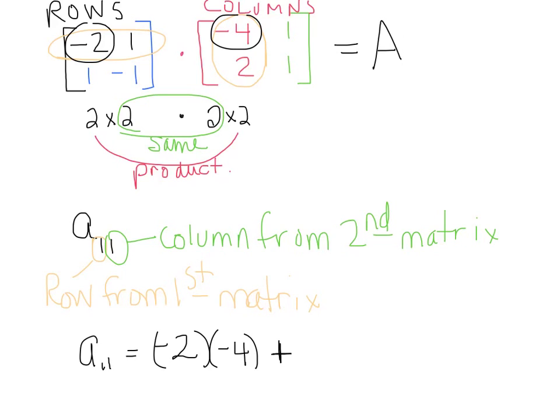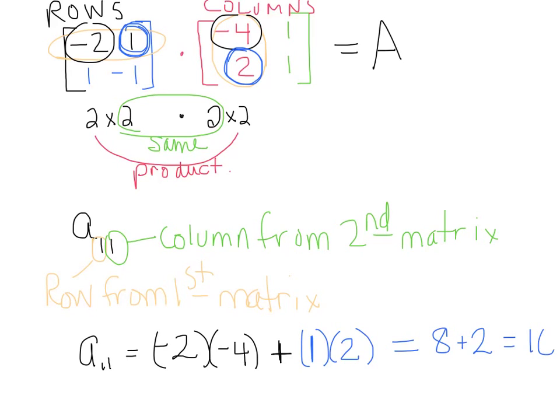So what I'm doing here is second numbers. I'm going to take this one, still in the first row, but it's the second number in the row, with the second number in the column. So taking 1 times 2. Now I can finally figure out the entry for element A11 is going to be 8 plus 2 is equal to 10. So A11 is equal to 10.